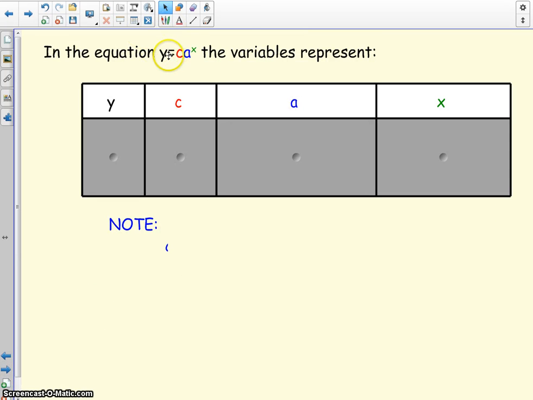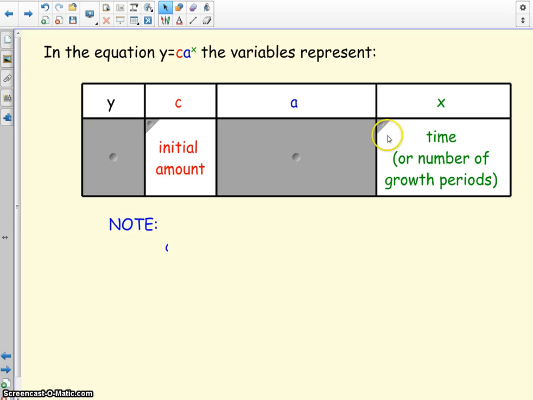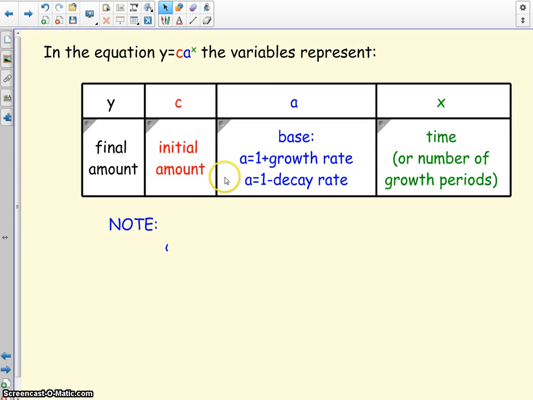Okay, so in general, if you're going to look at our exponential equation, y equals c times a to the x, c will be your initial value, also the y-intercept of the graph. x and y are your two variables that you're going to be using inside the equation. So x is usually time or a certain number of growth periods. Okay, so you have something growing or decaying over a certain period, and so x will represent that time or the number of periods. y will then be the final amount. Okay, so after a certain amount of time and a certain initial amount, the y value would be the final amount, and a would be the base of our exponent.